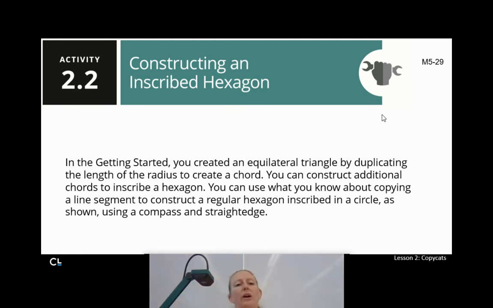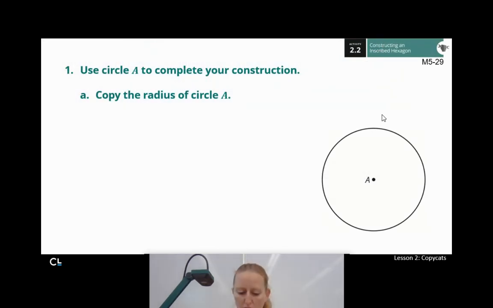So you can use what you know about copying a line segment to construct a regular hexagon inscribed in a circle, just as shown using a compass and a straight edge. So if you're looking on page M5-29, we did skip a little bit here. That's okay. We are going to use circle A to complete our construction, okay? So start by doing what we did before. You're going to want to copy the radius of circle A.